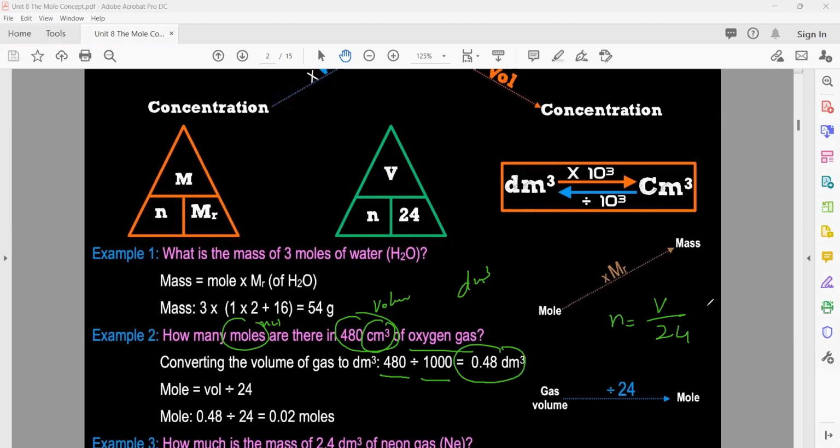Now you will put this here. What is the volume? 0.48. And divide by what? 24. So when you do this, what answer do you get? 0.02 moles. So these 0.02 moles of oxygen are there in this much oxygen. Is it clear?